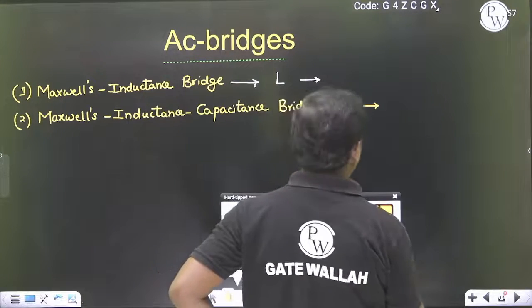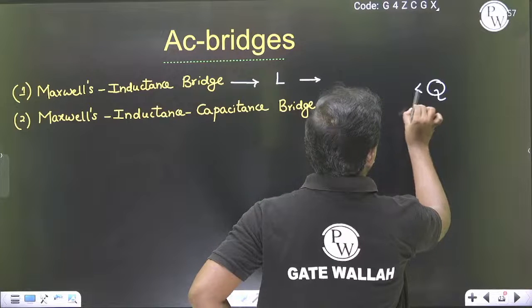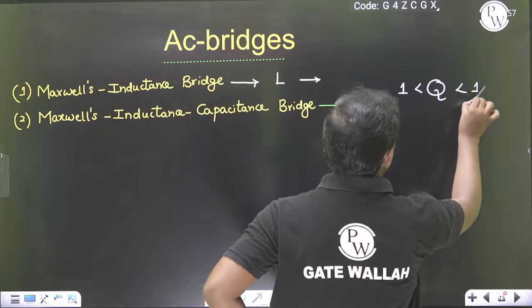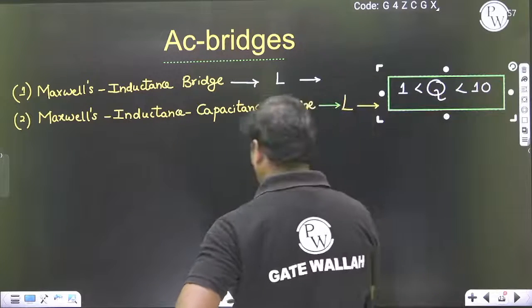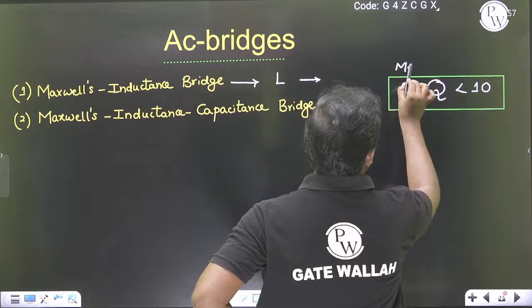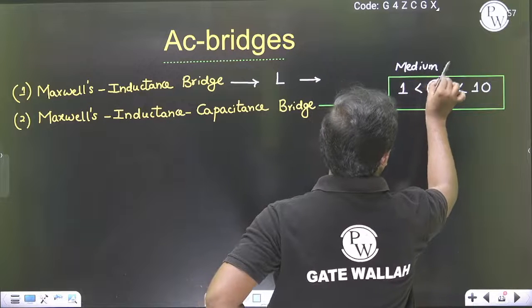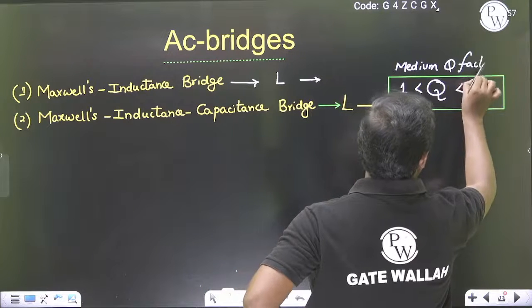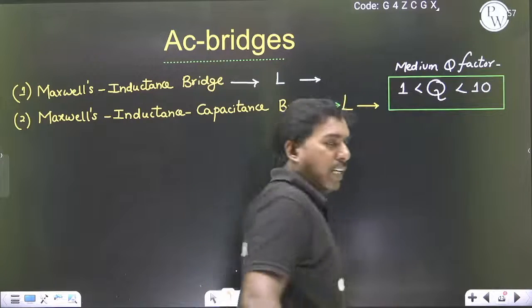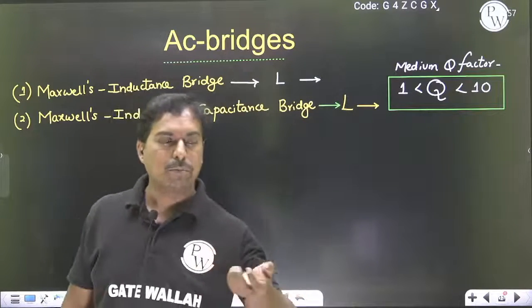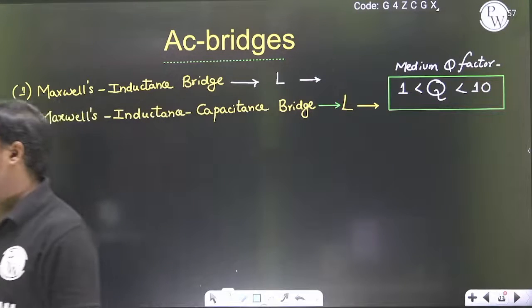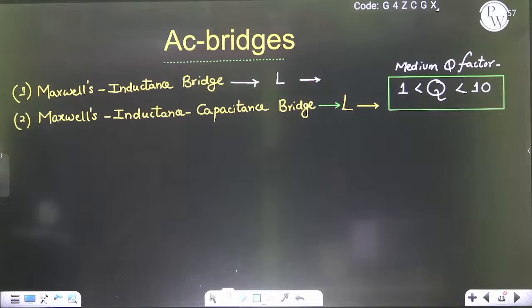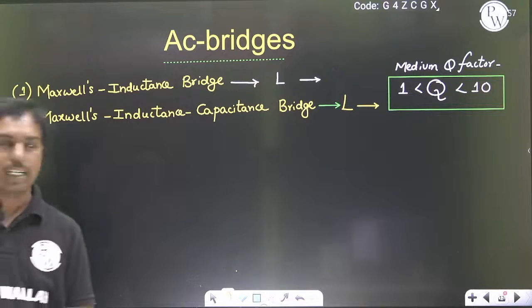But the point here is the Q factor must be more than 1, less than 10. So it is suitable for medium Q factor values only. Suitable for medium Q factors. It is suitable for the self-inductance measurement of the coil whose Q factor is medium. Okay? Is it clear, Rafsan?